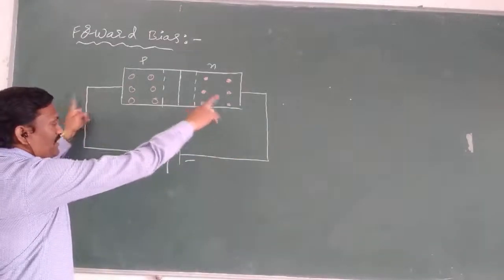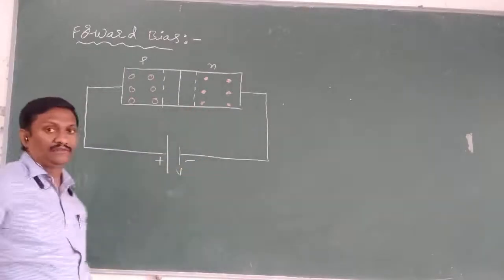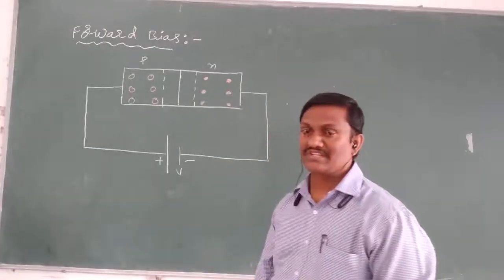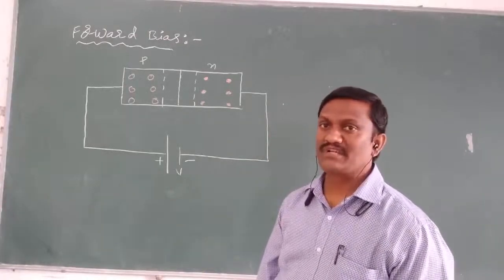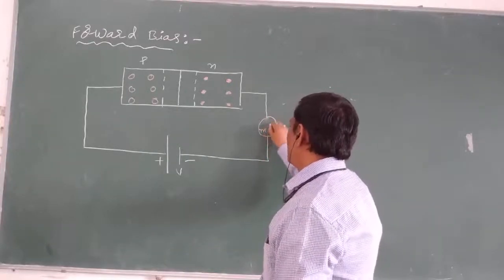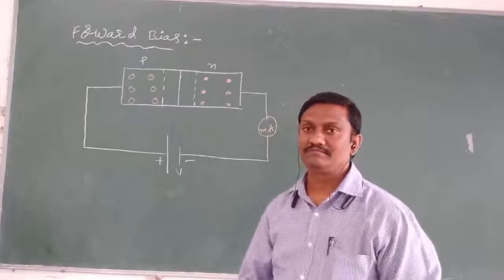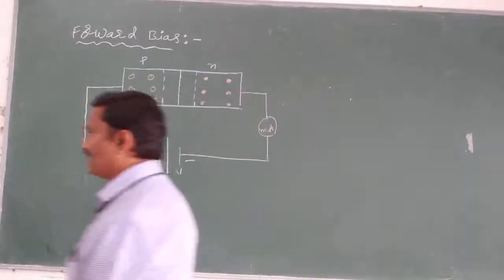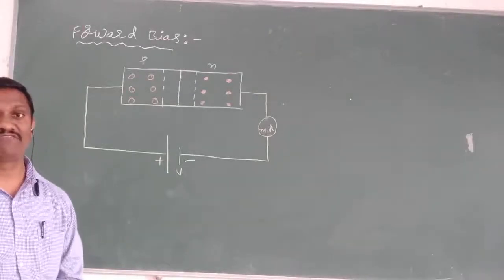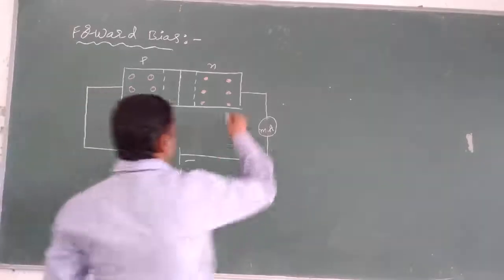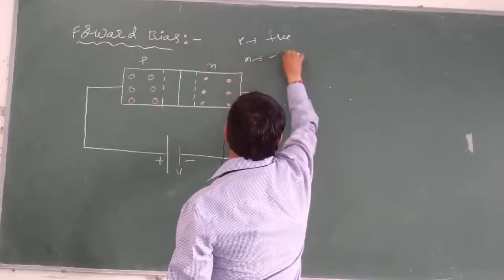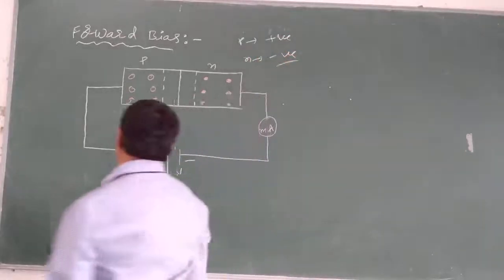So totally between P type and N type we are applying a battery. This battery always provides some potential. This potential is called the biasing potential. To measure current, we are arranging one milliammeter. So mA indicates milliammeter. This milliammeter measures the current in forward bias. So that is the diagram of a PN junction in forward bias. Forward bias means the P region is connected to positive and the N region is connected to negative. Then the diode is said to be forward biased.